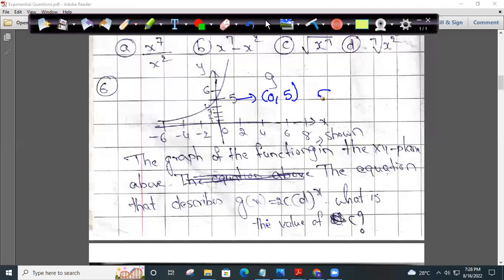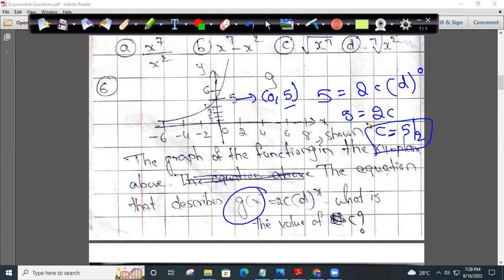So I'll put y, which is my f of x, or g of x. 5 is equal to 2c into d power 0. 5 is equal to 2c. c is equal to 5 by 2. See how simple this is. You just need to be smart. If you know the meaning of x-intercept and y-intercept, happily you can solve this question.